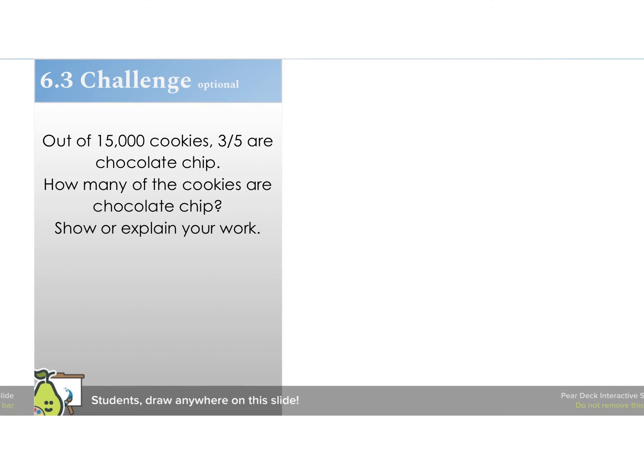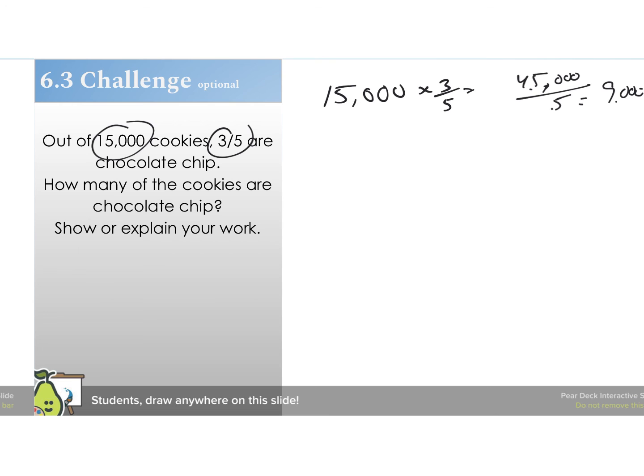Out of 15,000 cookies, 3/5 are chocolate chips. This is the challenge. I threw this in because at the beginning of the year, we were looking at larger numbers. 15,000 times 3/5, or 3/5 of 15,000. You're not going to draw 15,000 dots. Here you're going to have to do the multiplying. You can just multiply and say 45,000 divided by 5. And then you'd really go 45 divided by 5 is 9, so the answer is going to be 9,000.